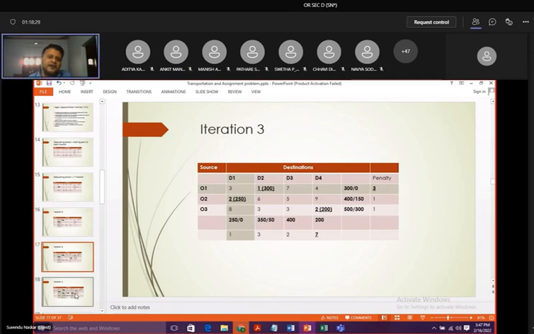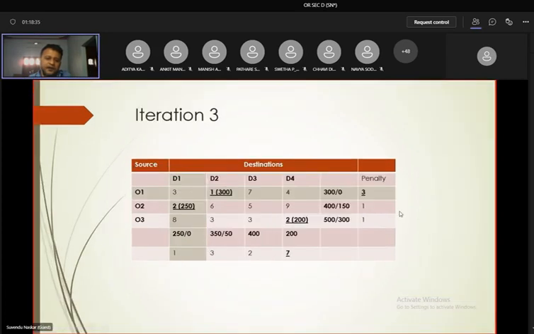And then I discard this row, the first row. If it is not visible, let me do that. I discard this row and then again I calculate the penalty. Now only this matrix, the O2 row and O3 row, and for columns D2, D3, D4, only these things will be there. And then some of these constraints have changed. Again calculate the penalty.